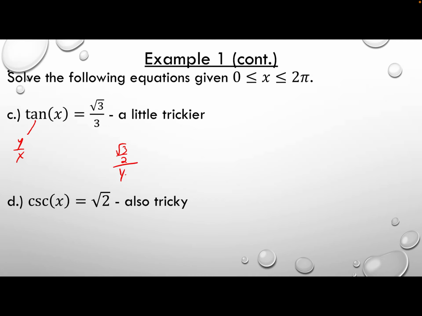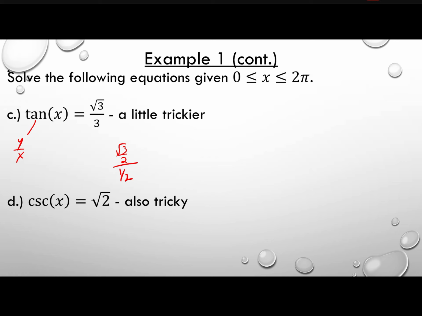Square root of 3 over 2 over 1/2. You would have to simplify that fraction to see what you would end up with. This fraction has already been simplified, so that's why it can be a little bit trickier, because there is a certain degree of trial and error.